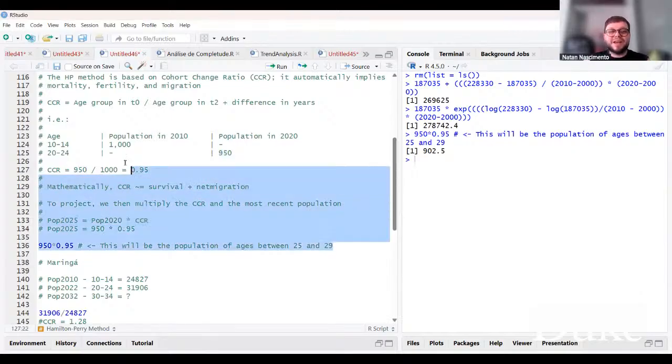So this is the best method we have to project any population, because it accounts for any differences that we already have automatically. We don't need those data.